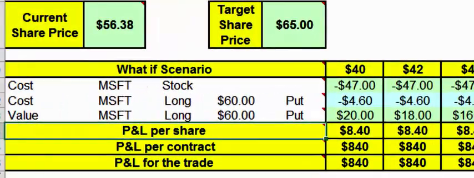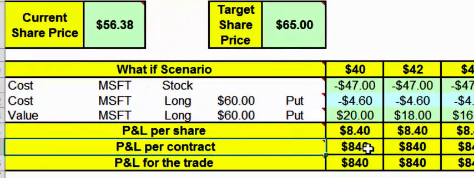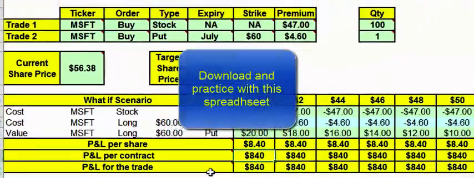Now, the next line, all we've done is worked it out on a per contract basis. So that's simply multiplying your profit and loss per share by 100, because in the options market, one contract controls 100 shares of stock. Then we will talk about the profit and loss on a per trade basis.